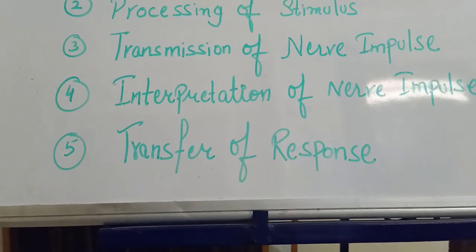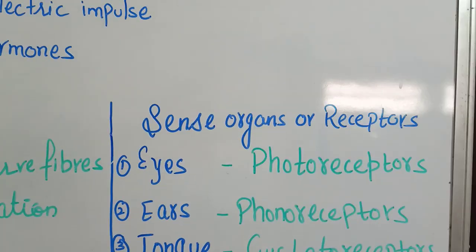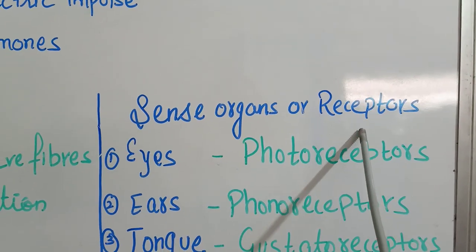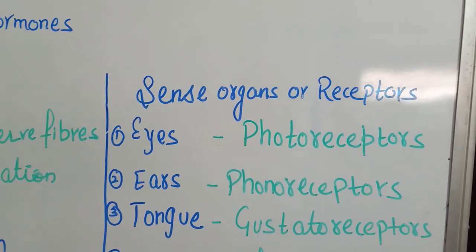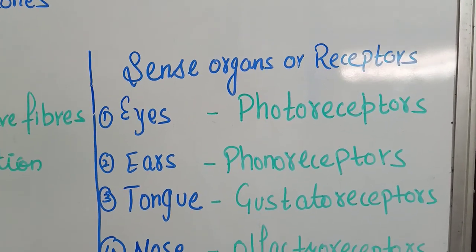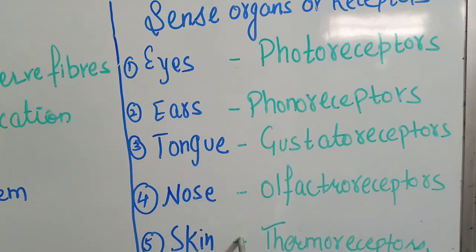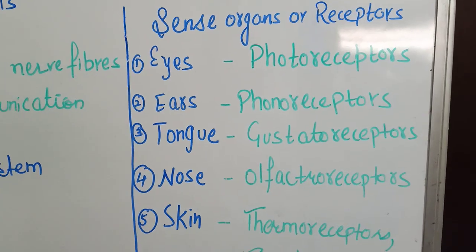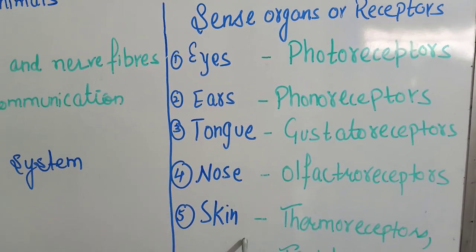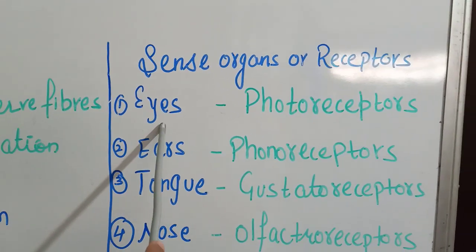Now let's talk about the receptors. What are receptors? Receptors are sense organs present in the bodies of animals, and they receive any outer stimuli in our bodies. There are mainly five types of sense organs in our bodies: eyes, ears, tongue, nose and skin. Eyes are the receptors for light in our body.